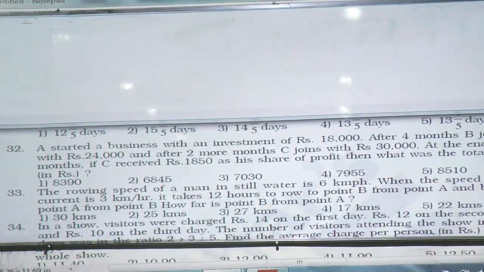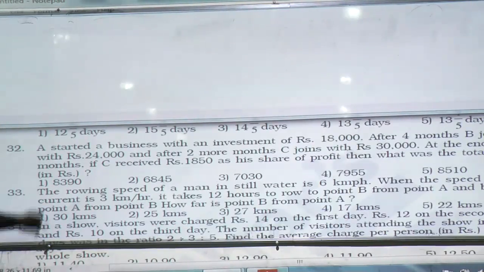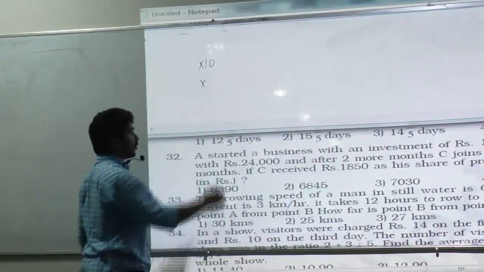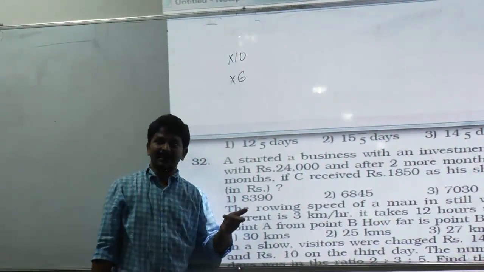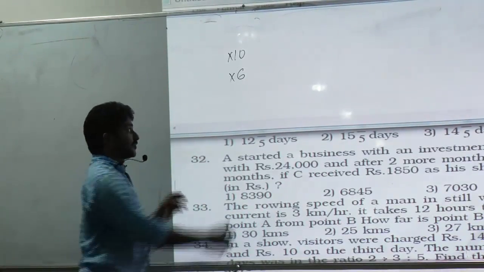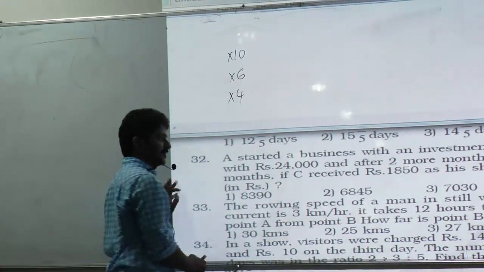So the business happened for only 10 months. A was there for 10 months. B joined after 4 months, so he will be there for only 6 months. After 2 more months, in the sense after 6 months, C joins. So C will be there for only 4 months.